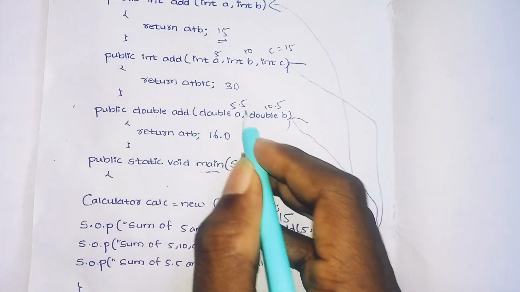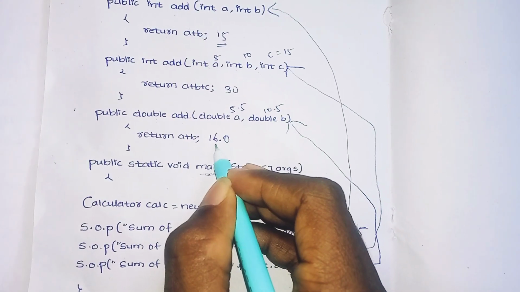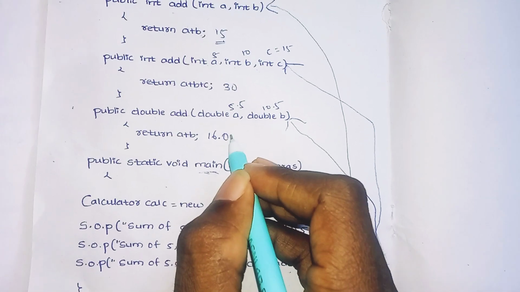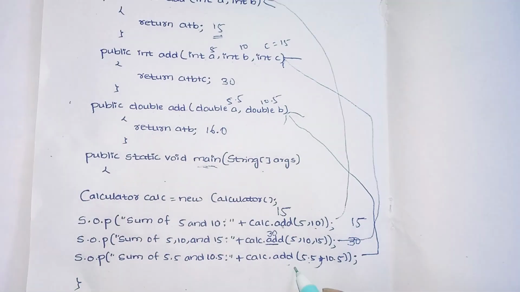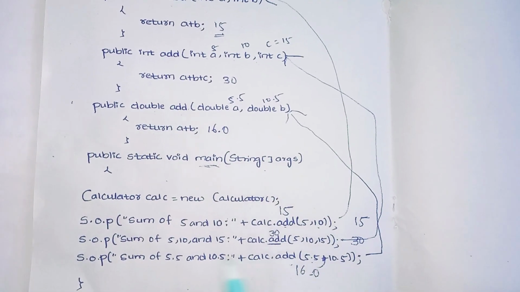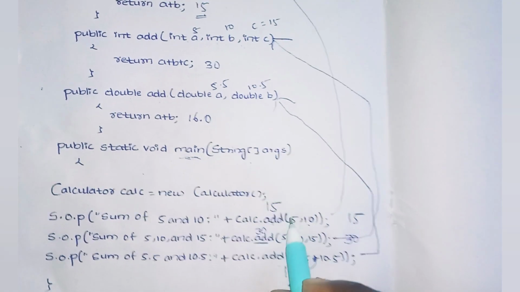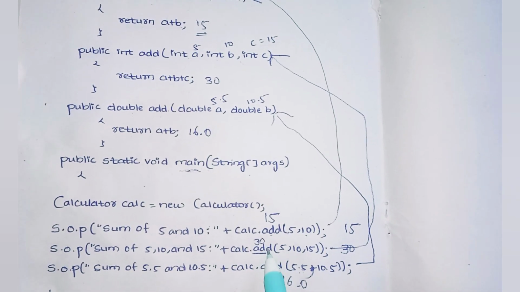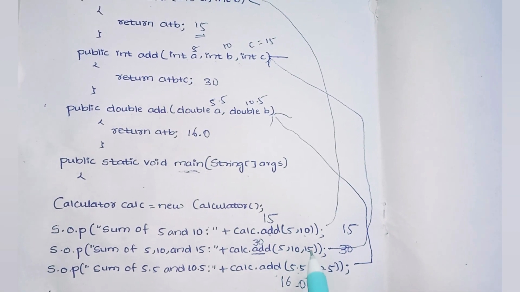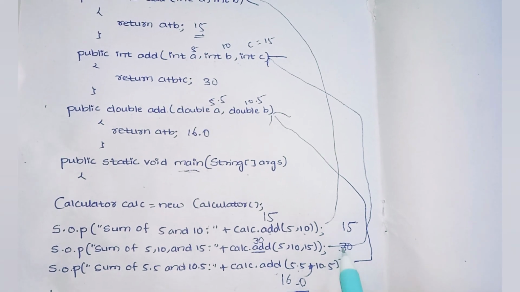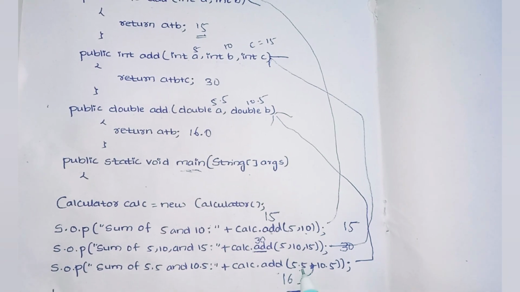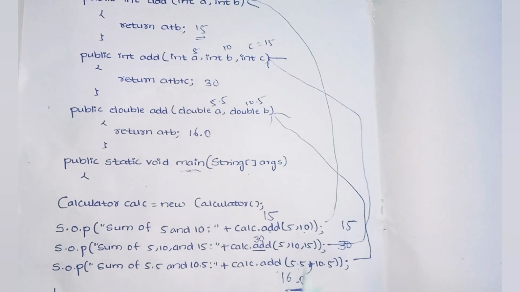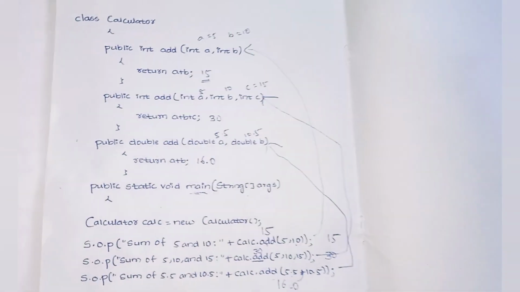It executes this block, that is return a plus b, that is 5.5 plus 10.5 which is 16.0. As it is returning, 16.0 will be moved to the place where the method is actually called. When the method add is called with two int arguments, the output is 15; with three int arguments, the output is 30; and with two double arguments, the output is 16.0. So this is how method overloading in Java actually works.